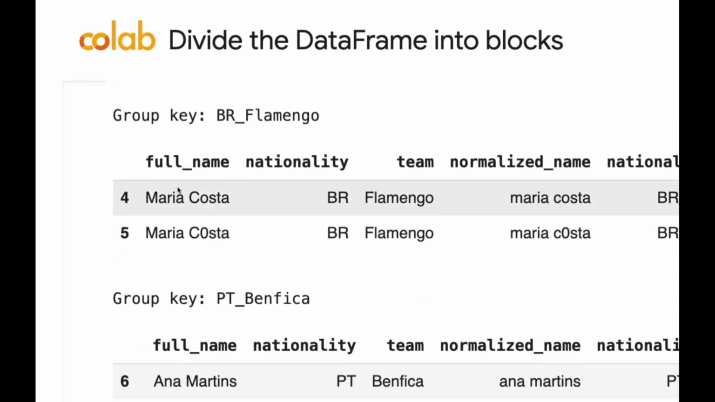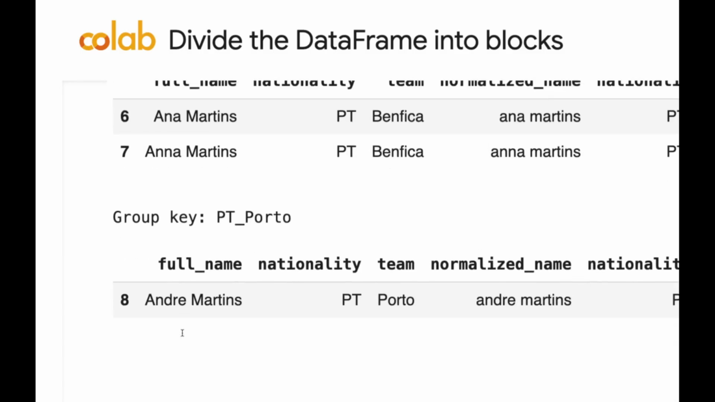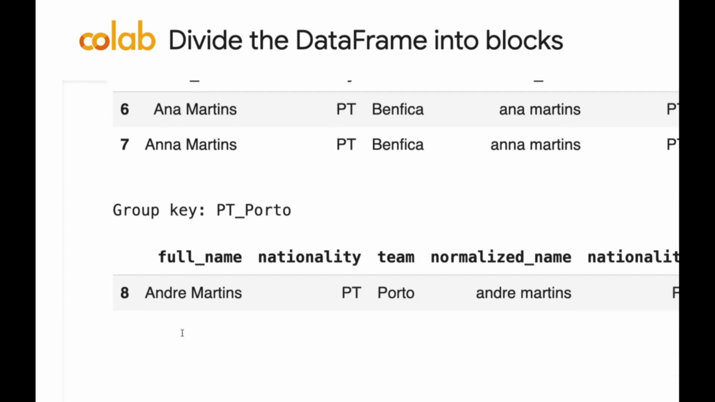And the second group, the two Maria Costas, most likely they're the same person, just drop one. And the third, fourth group, and we just do this for every block or every group to identify any possible duplications within each group. And that's going to be finished. Okay, so any questions? This is the intuition. Of course, we haven't done anything yet.